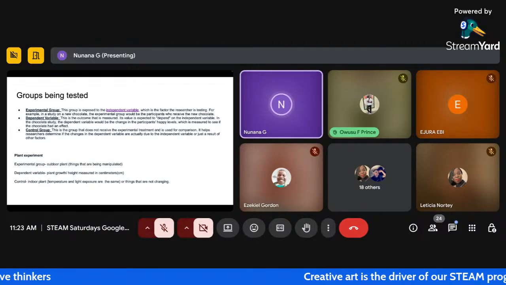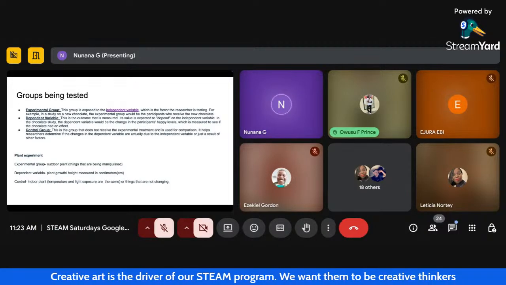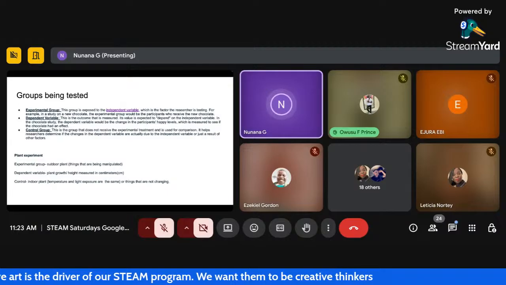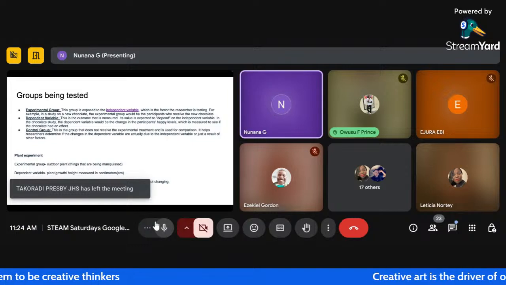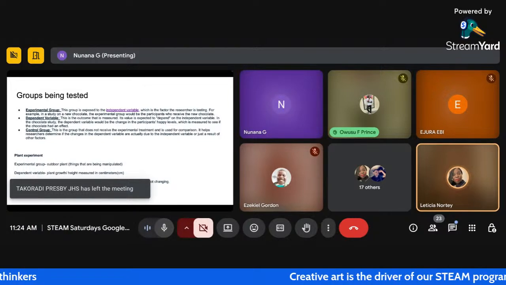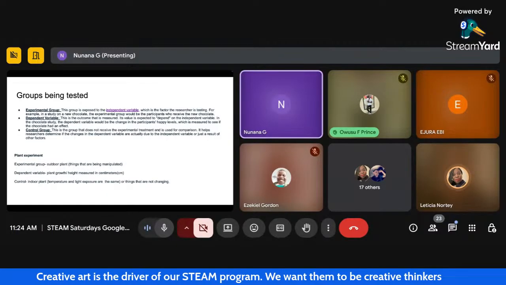There's something called groups. We have experimental group, dependent variable, and control group. Our experimental group here is the outdoor plant. Somebody has a question? No, I don't have a question. She asked me a question. Oh, okay. Yes, Naima does.